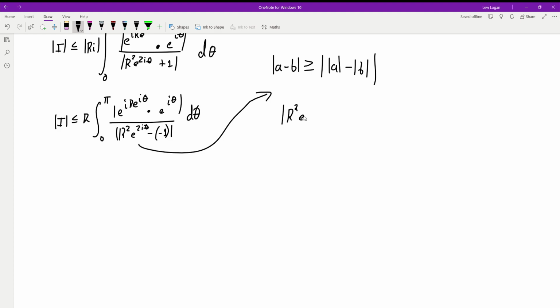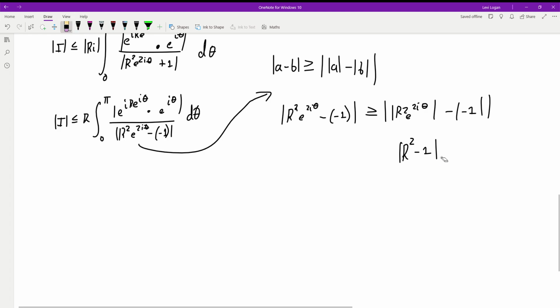So you have r squared e to the 2iθ minus 1, which is a bit of a cheat, is greater than or equal to the modulus of r squared e to the 2iθ, modulus, minus 1. So we're left with, alright, the modulus of this is just going to be r squared. So we'll have r squared minus 1. Now r is strictly positive, so we can get rid of these absolute value signs now. So this whole thing is less than or equal to this, pretty much, r squared e to the 2iθ minus 1.